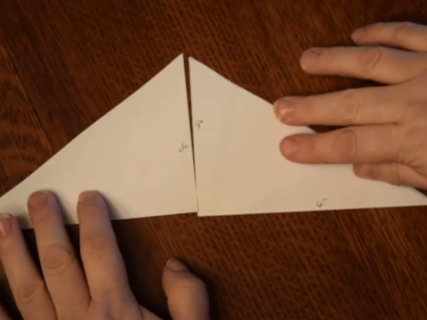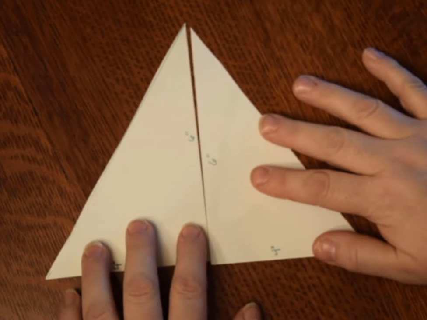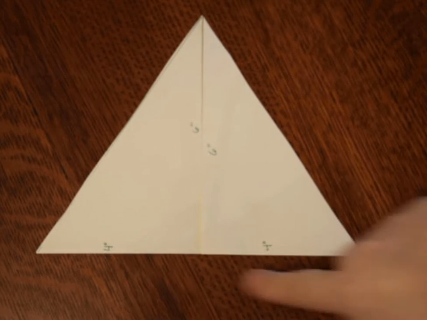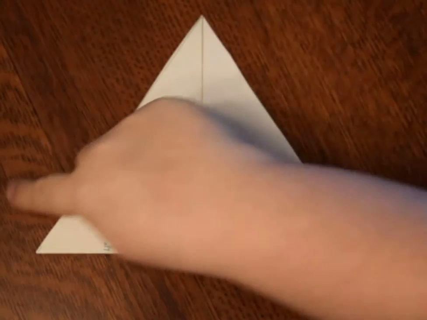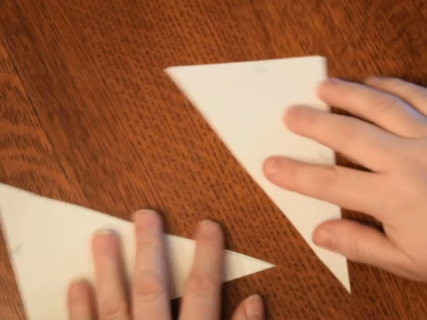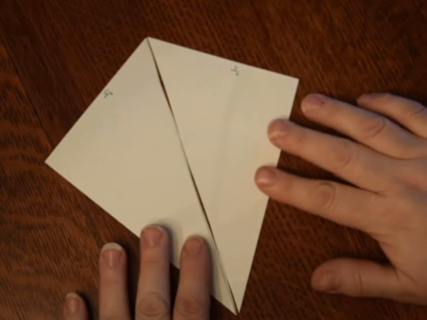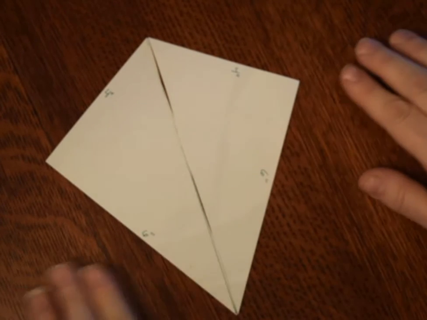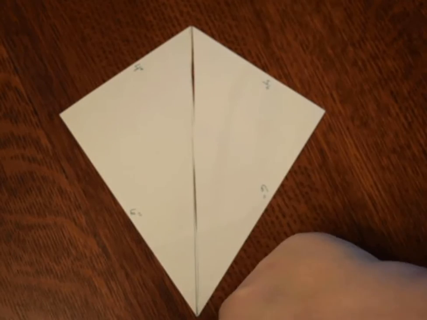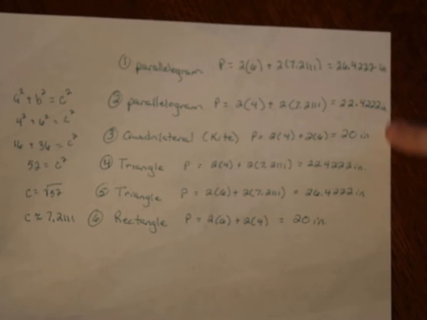And then if we rotate and have the 6s match up, then we would have another triangle. And the perimeter would be 2 4s and 2 of the 7.211s. And then if we rotate it again, we have something that looks, I don't know, it's a quadrilateral, maybe like a kite. We have 2 4s and 2 6s. And so I ended up with all of these.